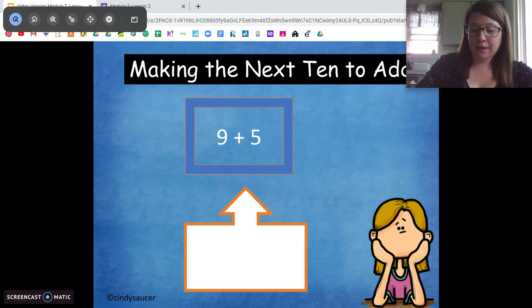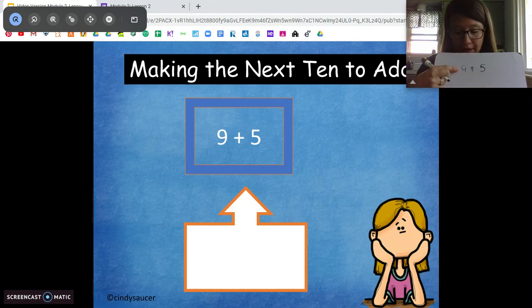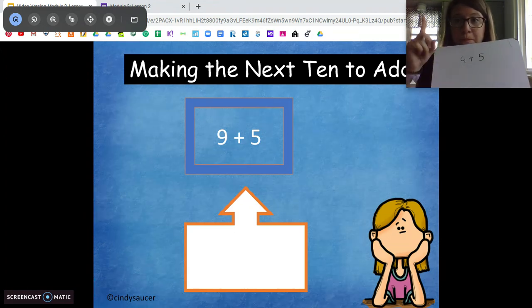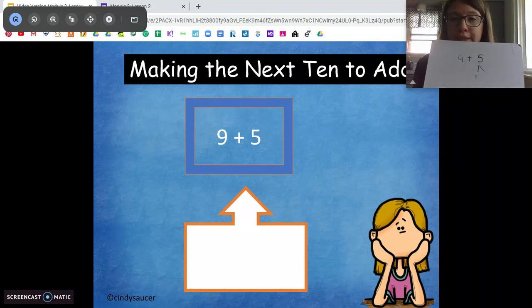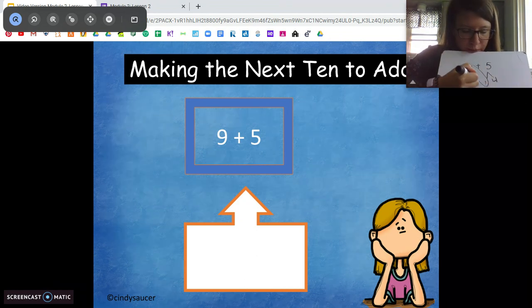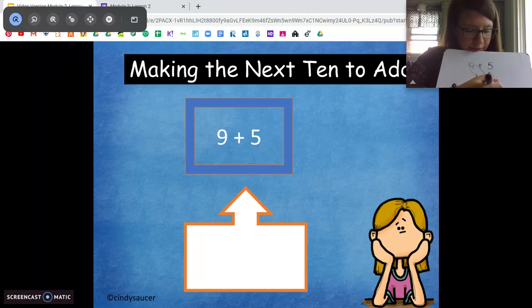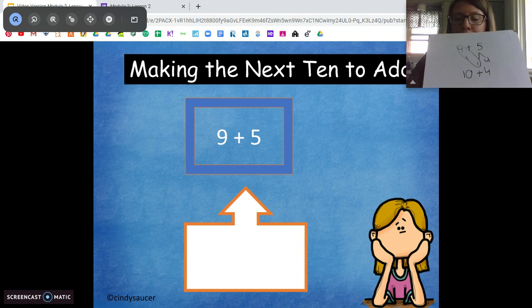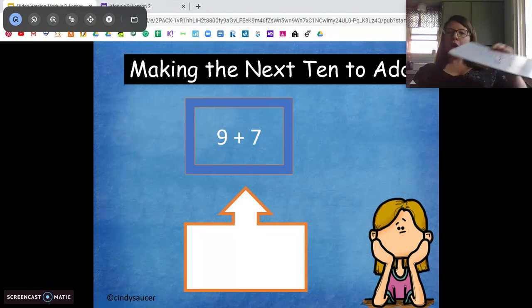Okay, 9 plus 5. So again, how many do I need to get from 9 to 10? 1. Good. So I'm going to break apart my 5. One of my parts is going to be 1. What's the other part going to be? 4. Good. 9 plus 1 is 10. And then our leftovers plus 4. So we have 9 plus 5 equals 10 plus 4. Awesome. All right. Pause the video.